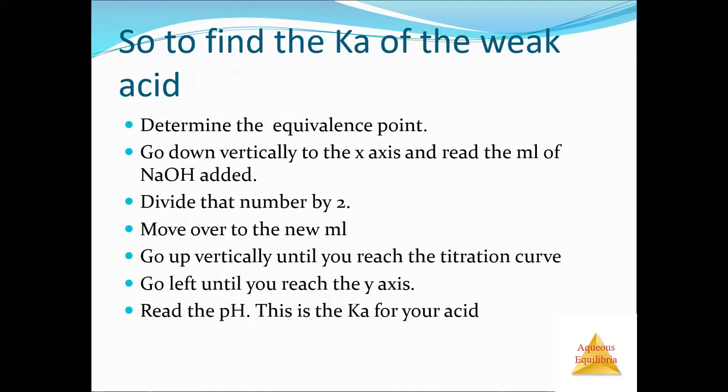Again, to get the Ka of a weak acid, or a weak base for that matter, what you're going to do is find the equivalence point. Vertically go down the x-axis and read the milliliters of the OH that's added. Divide that number by 2. Move over on the x-axis to the new milliliters. Go vertically until you reach the titration curve. Go left and read the pH. That is going to be the pKa for your acid. Or if it's a titration curve of a weak base, that would be the pKa for your base, because we're measuring pH.